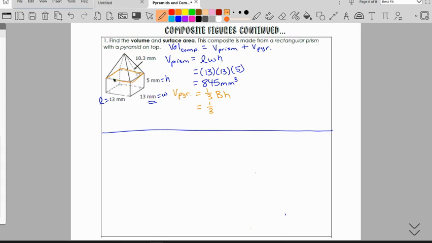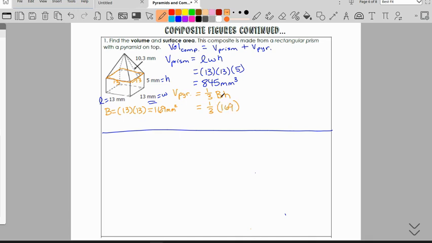The top of the prism we know is parallel to the bottom of the prism. Those are congruent. So this also is 13 units by 13 units. So the area of the base of the pyramid, which is just a rectangle, is length times width. That's 13 times 13, 13 squared. Some of you probably know your perfect squares, so that's going to be 169 millimeters squared. And now I'm ready to plug that into my formula.